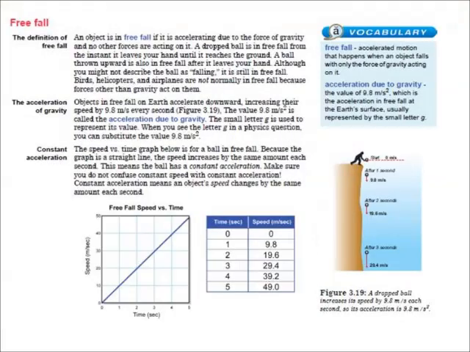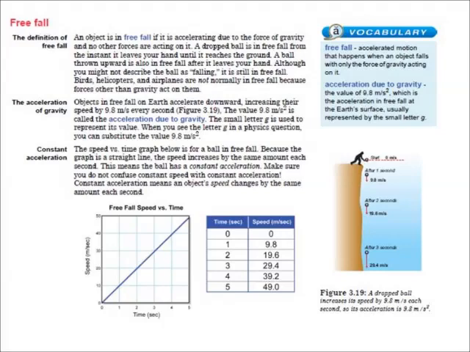An object is in free fall if it is accelerating due to the force of gravity and no other forces are acting on it. A dropped ball is in free fall from the instant it leaves your hand until it reaches the ground. A ball thrown upward is also in free fall after it leaves your hand. Although you might not describe the ball as falling, it is still in free fall. Birds, helicopters, and airplanes are not normally in free fall because forces other than gravity act on them.